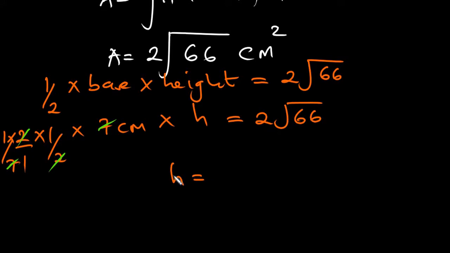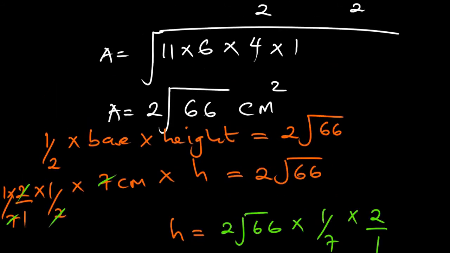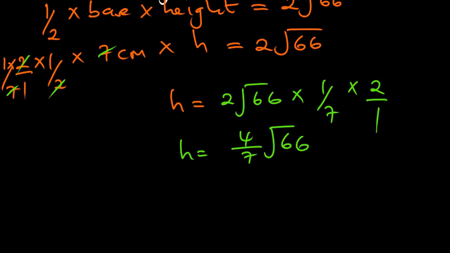And it's going to be, the height is going to be 2 root of 66 times 1 over 7 and then times 2 over 1. So we can multiply 2 times 2, it's going to be 4, and then 4 over 7, we can write it as 4 over 7 the root of 66. So that is going to be the height of the triangle. So the units is centimeters.